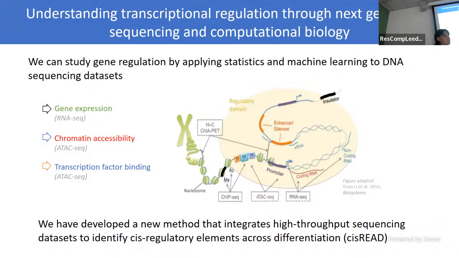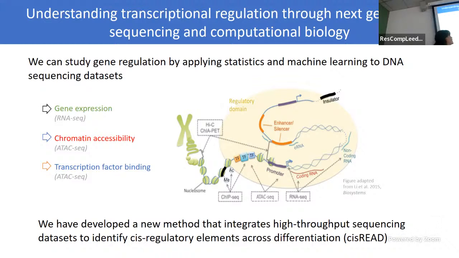Now this is important because of the structure of DNA. DNA is wound around these coarse proteins called nucleosomes, and this means that most of it is inaccessible. However, regulatory elements like enhancers, silencers, and promoters are clear of these nucleosomes since they need to be accessible to regulate transcription. So using ATAC, we can identify these regions of high accessibility, which correspond to active regulatory elements.